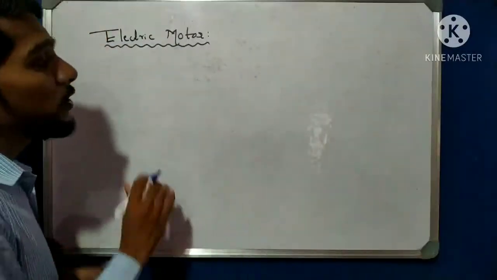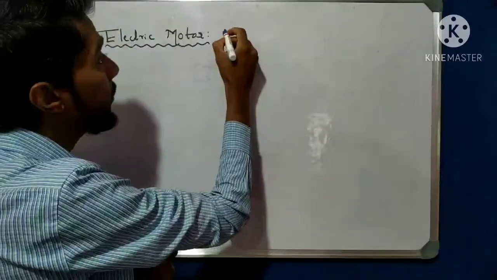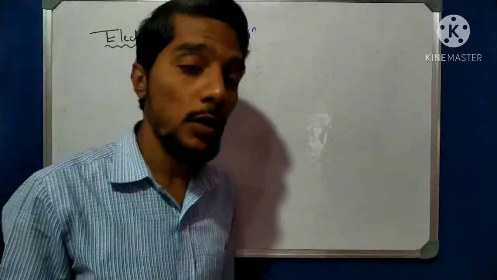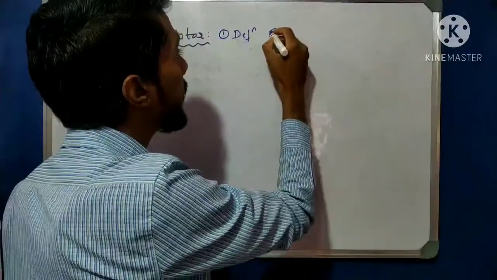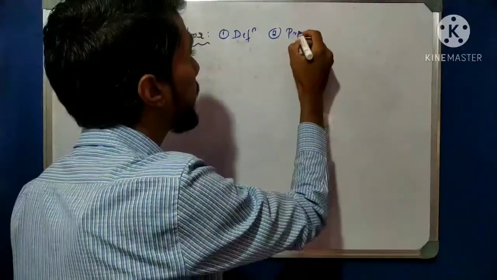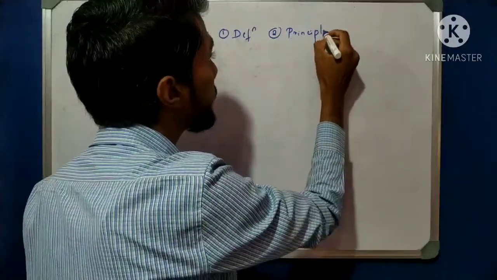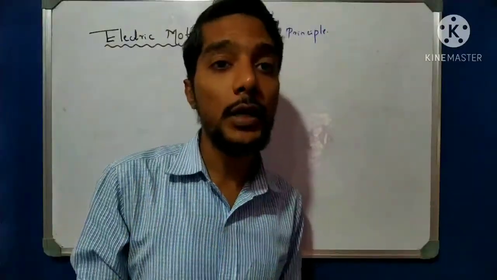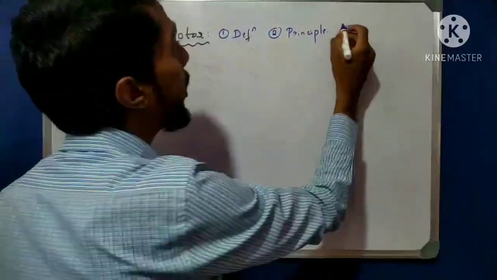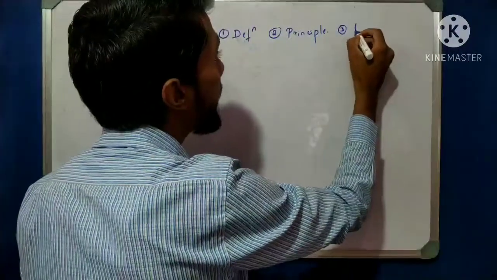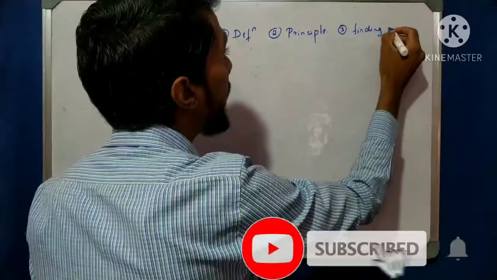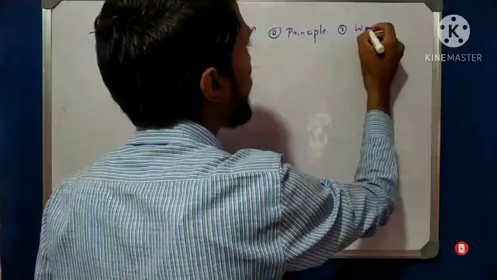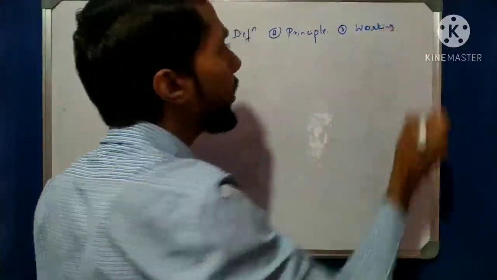First in this video we learn the definition of the electric motor, what is the meaning of electric motor. With the second point we come to the principle: on what principle, on what basis this electric motor works, that is very important. And the third point is finding the direction, that is, I call it the working of the electric motor.